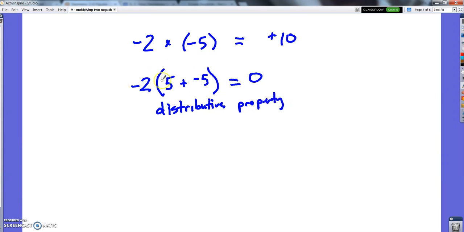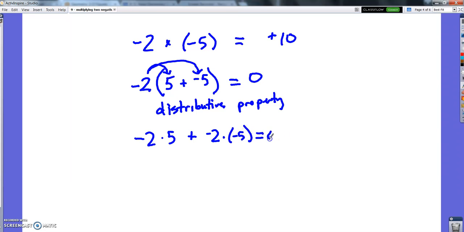And this is weird because I'm doing math within something I already know the answer to. So I'm going to use the distributive property because I've got a product of a sum. And so that tells me that negative 2 times 5 plus negative 2 times negative 5 would still equal 0. I didn't change anything. I took this and I used the distributive property.